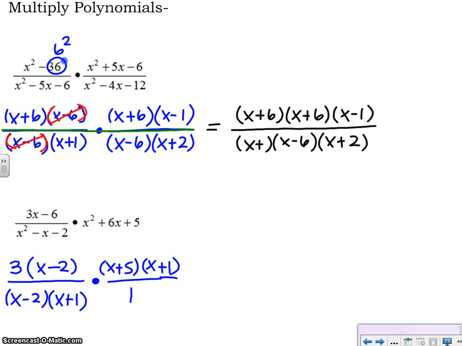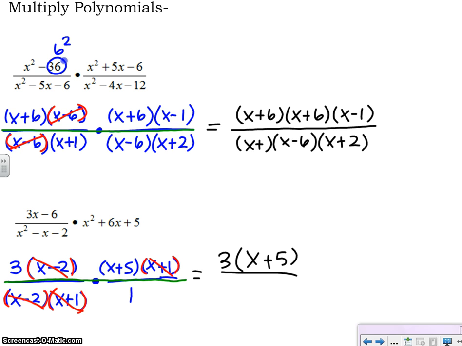Again, if you draw your big fraction line, that might help you to keep your work organized. And then anything that we can reduce out, we will. So x minus 2 and x plus 1 will also be eliminated. So all that we have left is 3 times x plus 5.